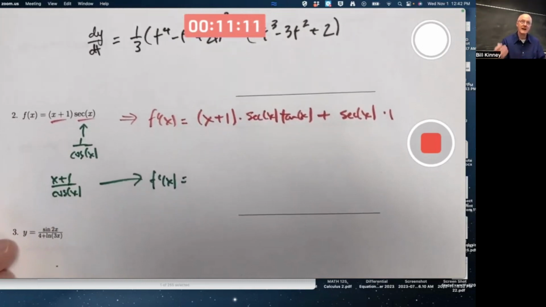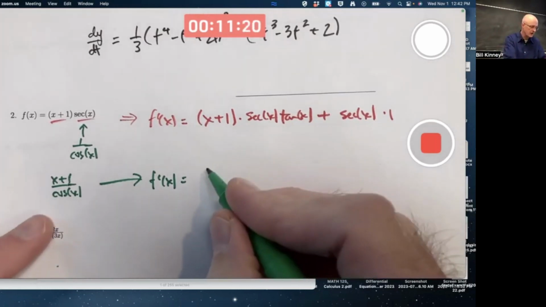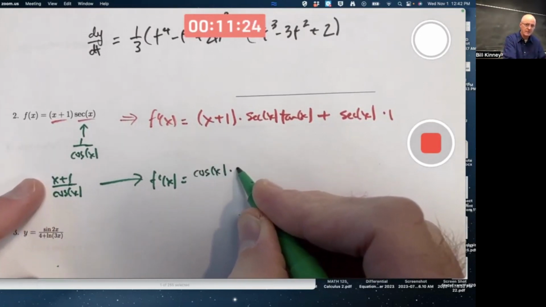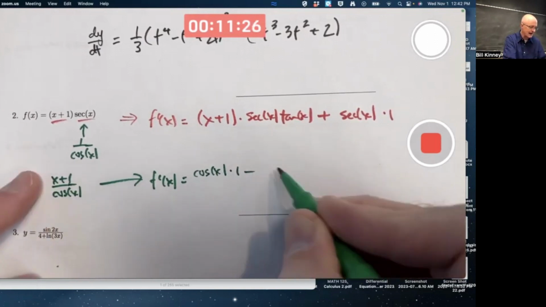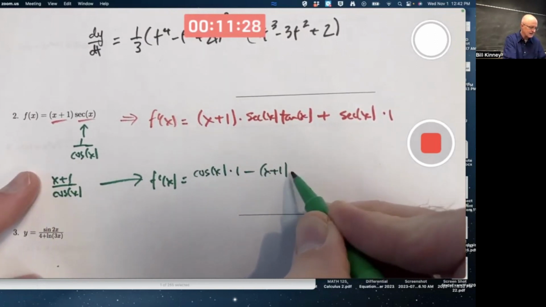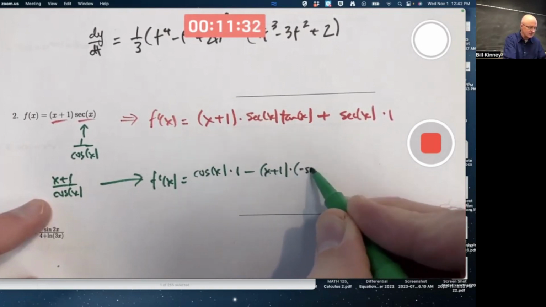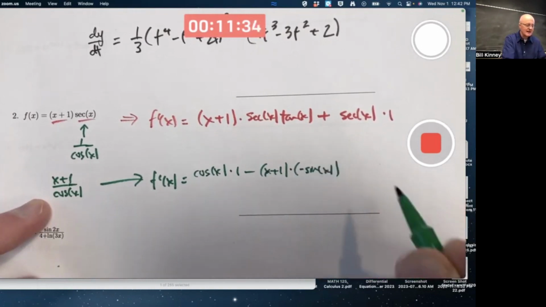But with the quotient rule, you got to get the order on the top right. Low d high minus high d low, not the other way around, which was another common mistake. Start with the low function, low d high, the derivative of the top is just 1, minus high d low, the derivative of cosine is negative sine x, and you'd want to use parentheses here.